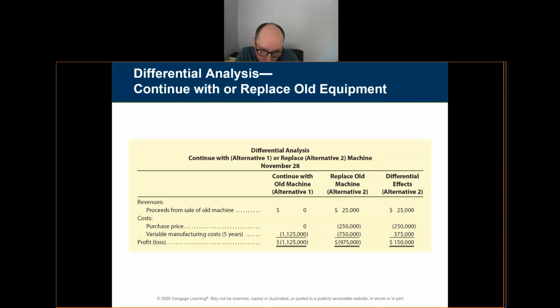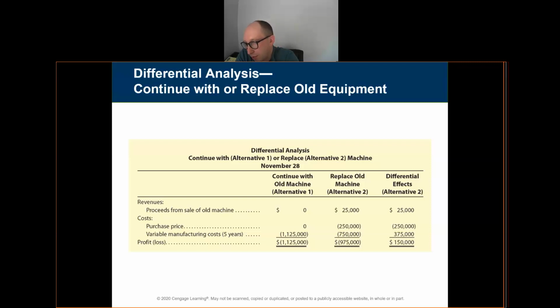Alternative 2, we purchase a new machine by selling the old one first. If I sell the old one, I could get 25,000, right? The purchase price of the new machine is 250,000. The cost of operating for 5 years, 750,000. So that gives me a total loss of 975,000. What do we think? Do we buy a new machine or not?